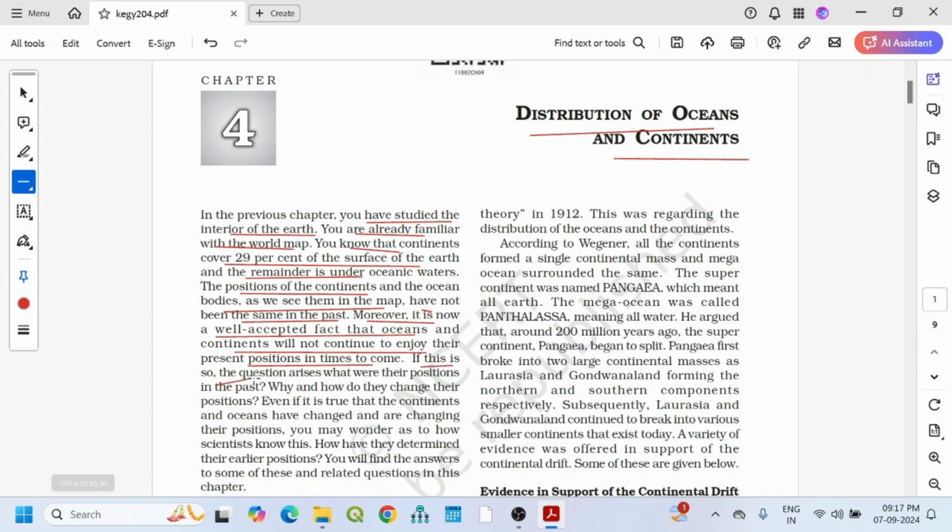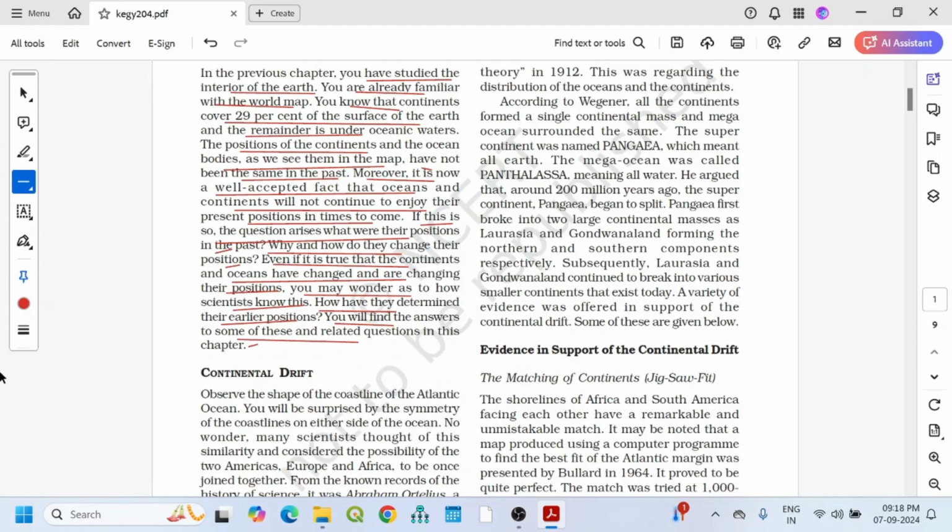If this is so, the question arises: what were their positions in the past? Why and how do they change their positions? Even if it is true that the continents and oceans have changed and are changing their positions, you may wonder how scientists know this. How have they determined their earlier positions? You will find the answer to some of these and related questions in this chapter.